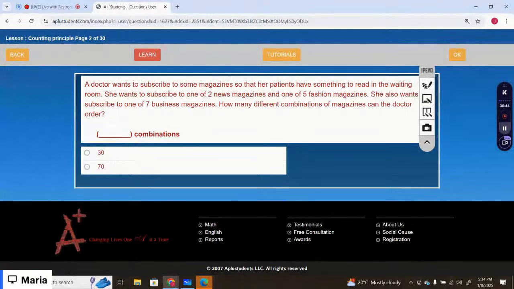A doctor wants to subscribe to some magazines so that her patients have something to read in the waiting room. She wants to subscribe to one of the two news magazines, one of the five fashion magazines. She also wants to subscribe to one of the seven business magazines. How many different combinations of magazines can the doctor order? So which is the correct option?